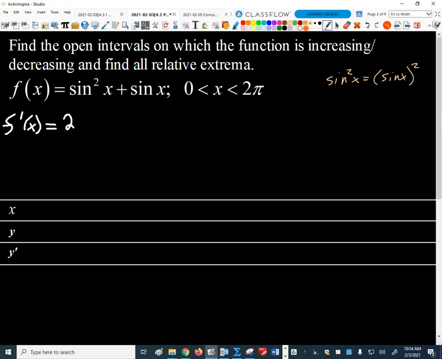Is it 2 sine x? There you go, good. So 2 times, we've got the derivative of something squared is 2 times that something to the 1, right? So 2 sine x times the derivative of what's inside. Now I've taken care of the power function. Now I look inside that. What's the derivative of sine? So then it's cosine. There you go. Okay, everybody see that? So that's my derivative.